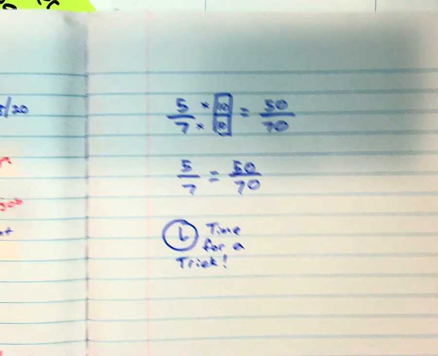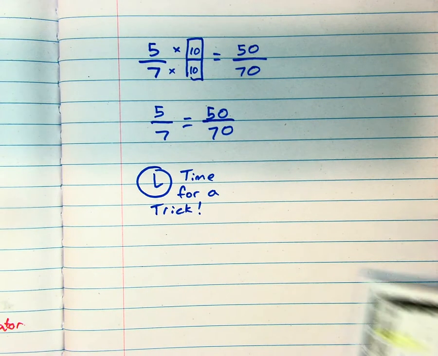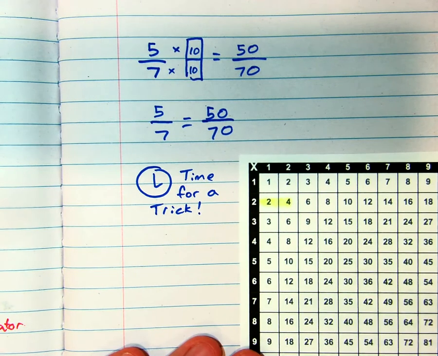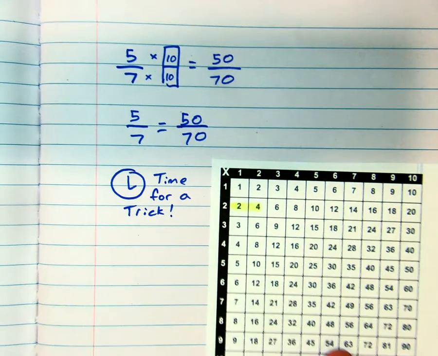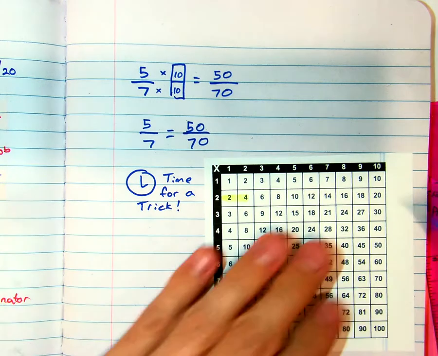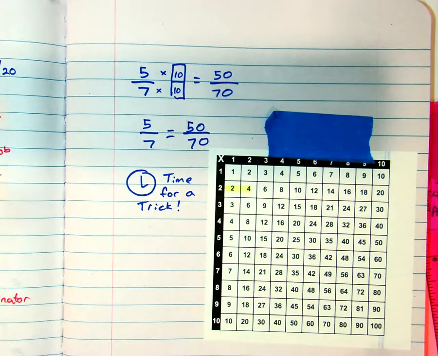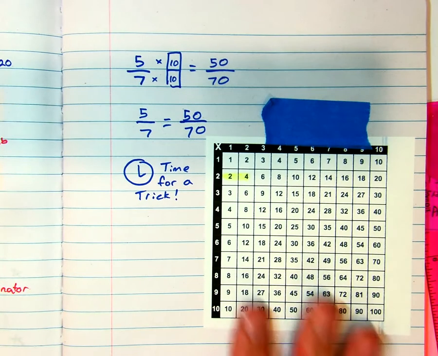And this isn't really a trick. It's something that I'm going to show you as an observation. Now I have, and this will help you examine and understand. Let me get a piece of blue tape in there so I don't lose this. So I have a multiplication chart. I'm sure you've seen these before.